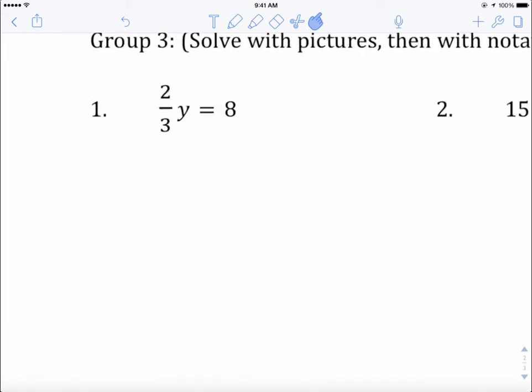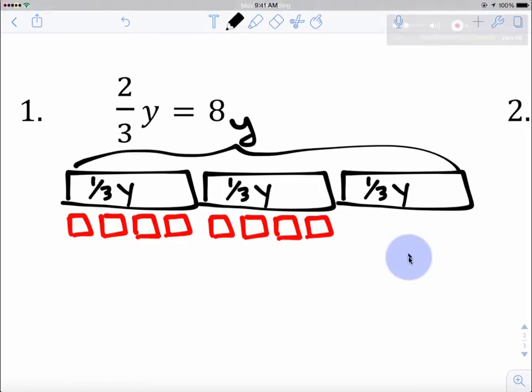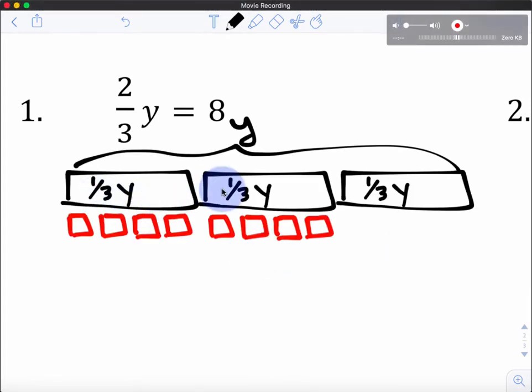Here's a picture I'm going to draw for this situation. 2/3 times y equals 8. So here what I've got are 1, 2, 3 blocks, each of which represent 1/3 of y. And I'm saying that 2/3 of y, so I hope you can agree that this right here represents 2/3 of y, is equal to 1, 2, 3, 4, 5, 6, 7, 8. And our question is, what is the entirety of y going to be?